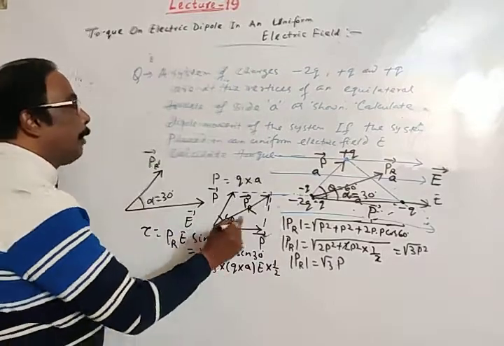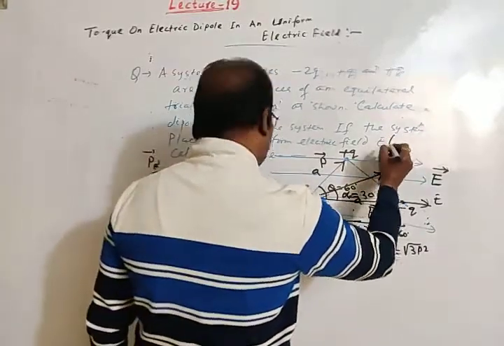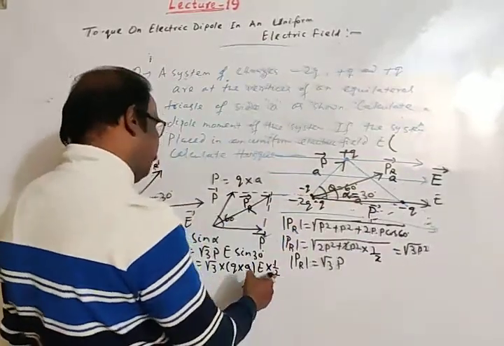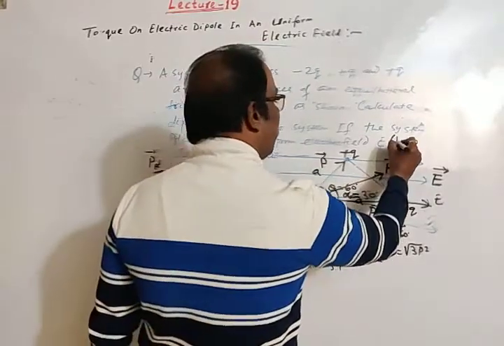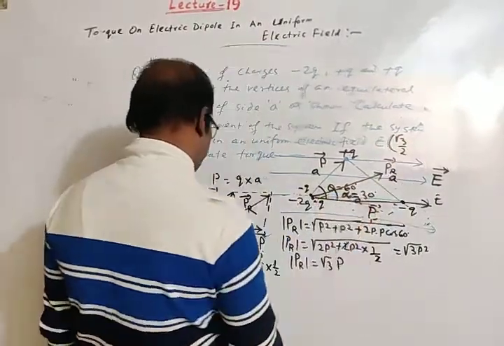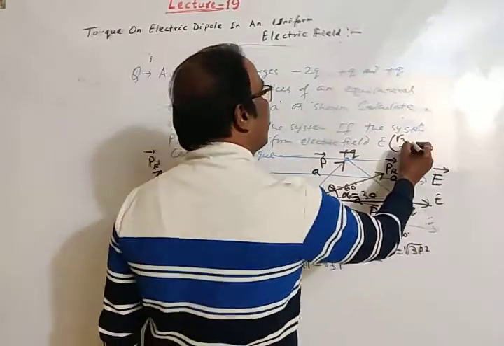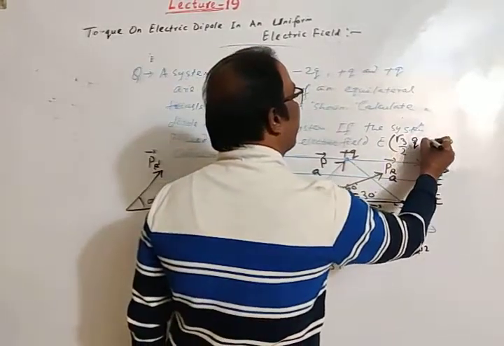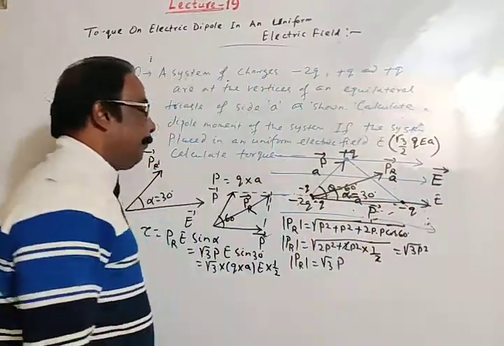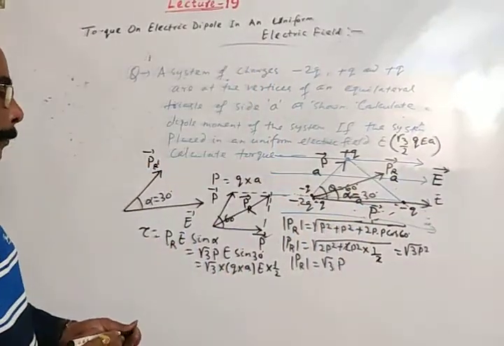And solving it, our final answer I am writing here. Final answer is root 3 by 2 Q A E. Okay. This is your answer. Okay.